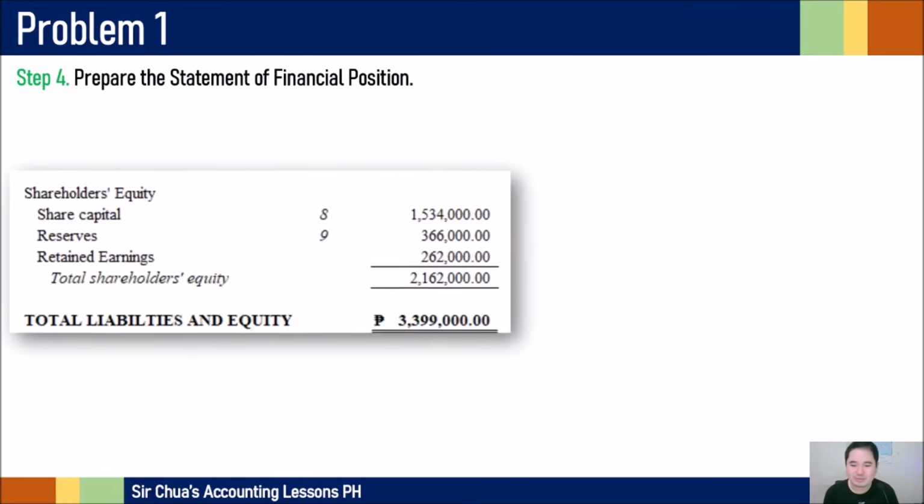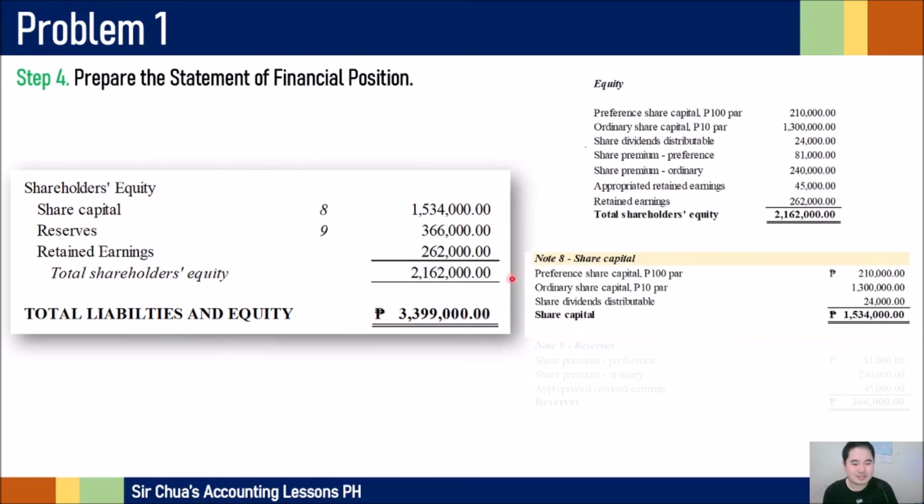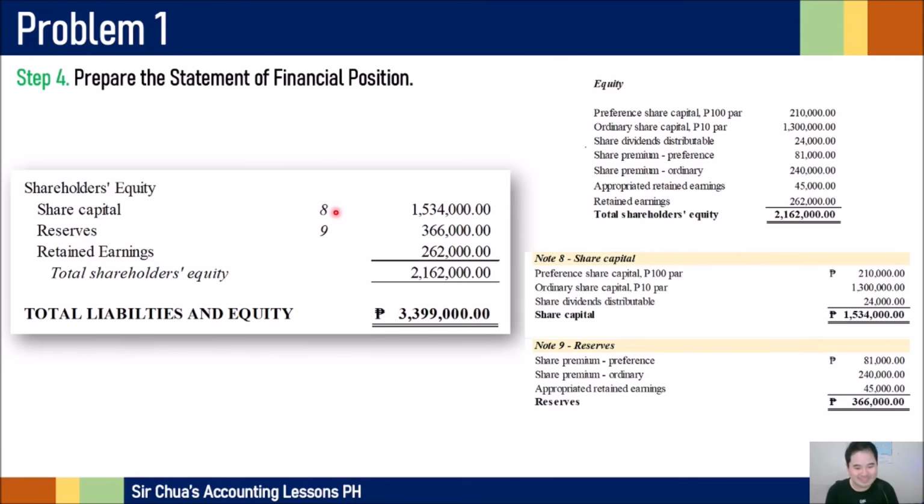And then, syempre po sa equity ay share capital po natin ay magkakasama po si share capital na preference, ordinary share capital, at saka po stock dividends distributable. 1,534,000 sabi ni note number 8. And then reserves naman po is 366,000 under note number 9. Yung ate pong unappropriated retained earnings na 262,000, standalone po siya. Report natin separately. For a total shareholders equity of 2,162,000. So, dapat po magbabangga, ganun din po dapat ang amount ng iyong total liabilities and equity.